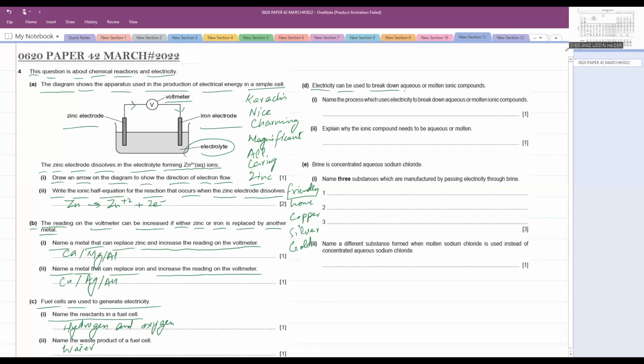Electricity can be used to break down aqueous or molten ionic compounds. Part one, name the process which uses electricity to break down aqueous or molten ionic compounds. This one is very easy. We know electrolysis is a process which breaks down aqueous or molten ionic compounds. So you'll write electrolysis. Part two, explain why the ionic compound needs to be aqueous or molten. Recall the idea of free moving or mobile ions for the conduction of electricity. So the answer will be mobile ions.